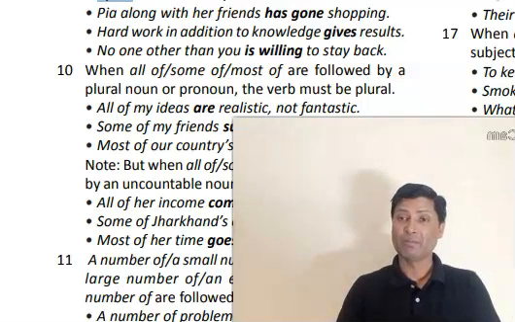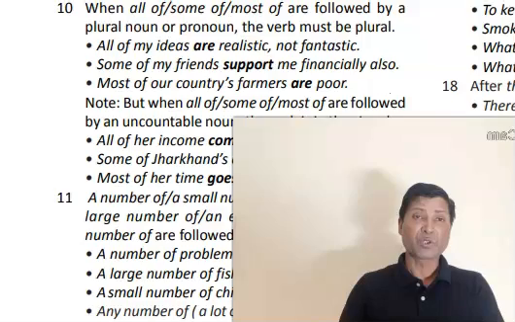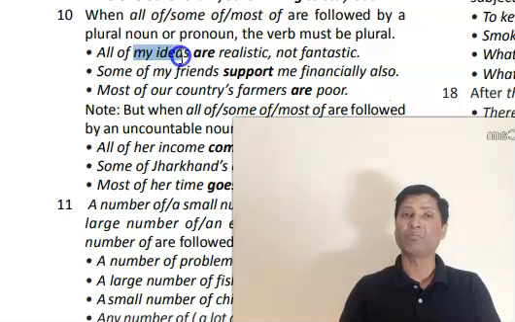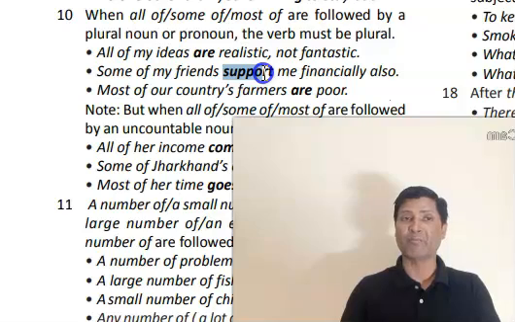Why? See, I'll explain. First of all, here "all of my ideas". So here "all of" is followed by "my ideas". My ideas is a plural noun. Therefore the verb is plural. Here "are" is plural. "Some of my friends". So here "some of" is being followed by a plural noun. Therefore the verb is plural.